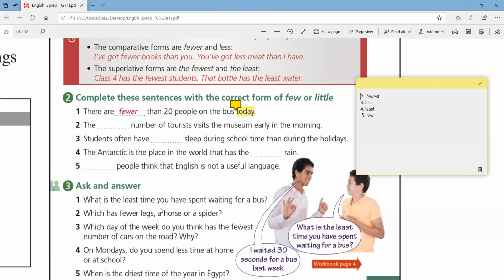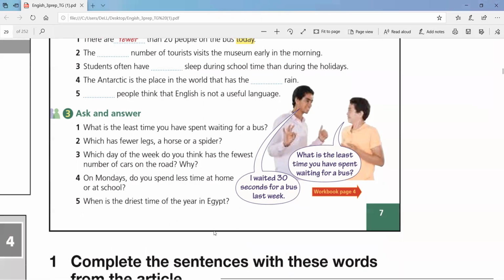Let's move to item 3. Number 3, ask and answer. Look at the bubbles. This is a dialogue between two boys. The first boy said, What is the least time you have spent waiting for a bus? The other boy answered, I waited 30 seconds for a bus last week. That's a very short time, of course.